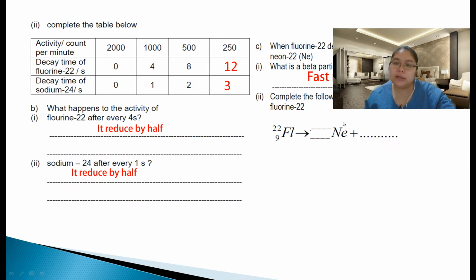Now complete the following equation for the decay of the fluorine. Just now I told you neon. After that this one is beta, so we write the beta first. Beta is an electron, so you write electron: up is 0, down is -1. For Ne, here must be 10, and this one has no change, 22. The bottom should be 10 because in the end you need to put -1 for the beta. This one is the structure question.